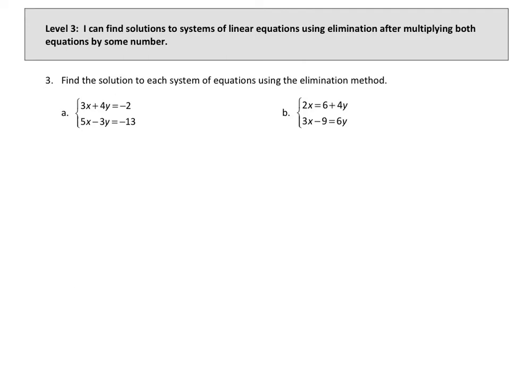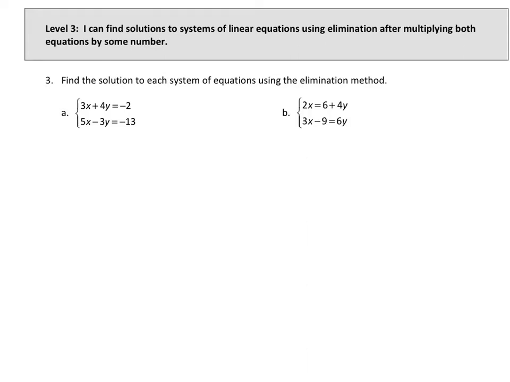In level 1, we didn't have to multiply either of the equations by any number. It was just set up so that one variable would already cancel. In level 2, one of the equations had to be multiplied by some number to get a variable to cancel. And now in level 3, both equations are going to need to be multiplied by some number.